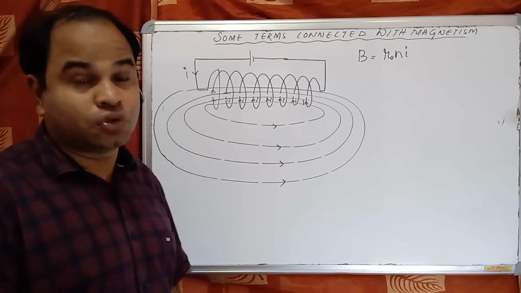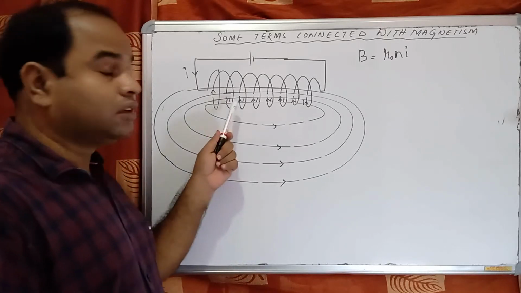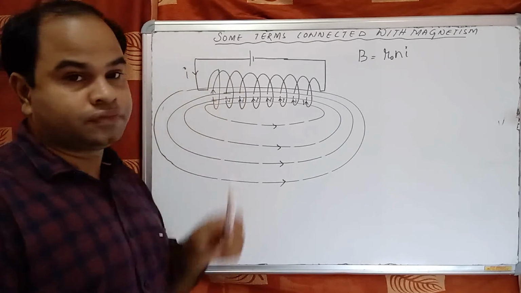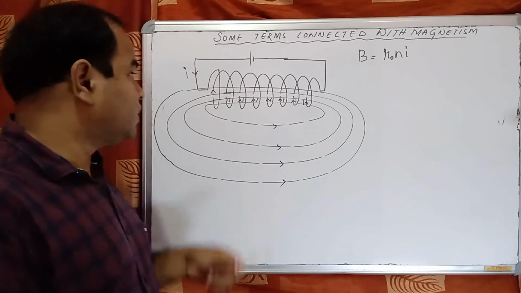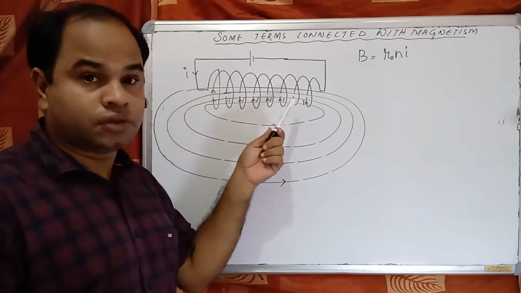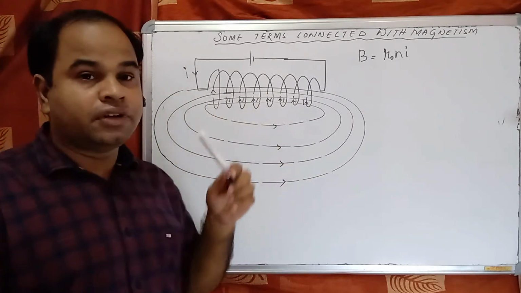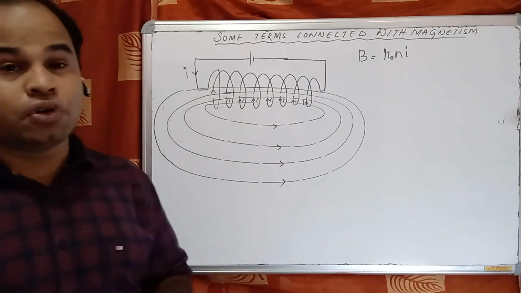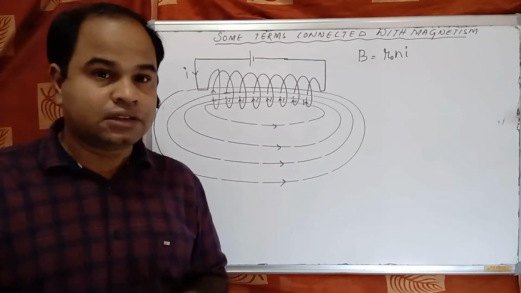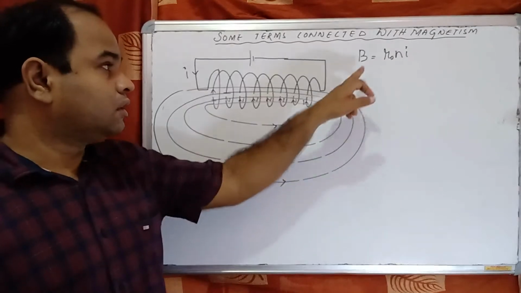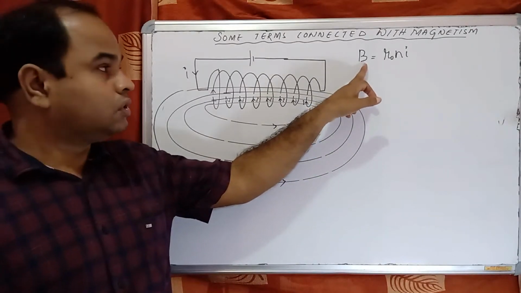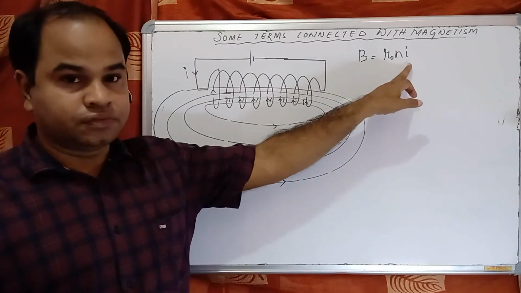Consider a solenoid connected with a battery. When the switch of the battery is closed, a current I flows through the solenoid. And when current flows through the solenoid, it produces a magnetic field around itself. The magnetic field strength produced by the solenoid is equal to μ₀NI.